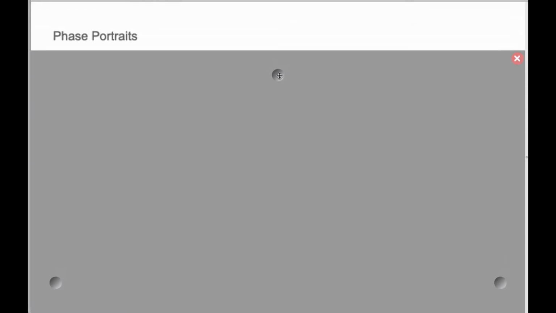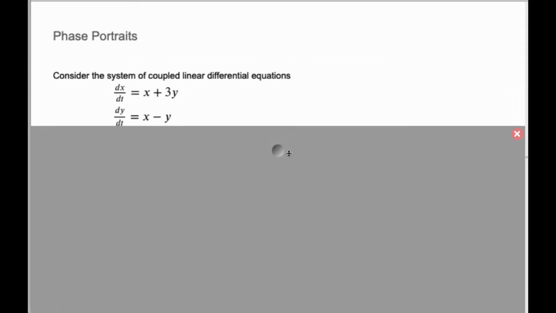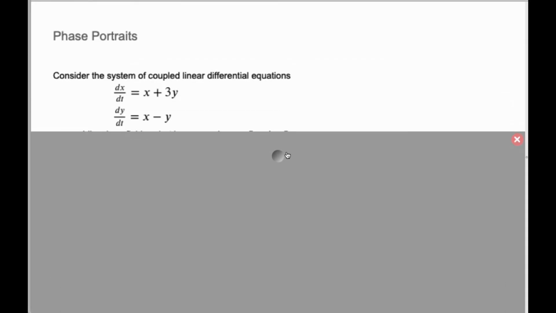Okay, so here we're going to introduce what are called phase portraits. A few videos ago, I considered this coupled linear differential equation system, and we went and solved it. But what does this actually mean? What is that telling us? I know this is the rate of change of our x values related to x and y. The rate of change with regards to time of y is also related to x and y.